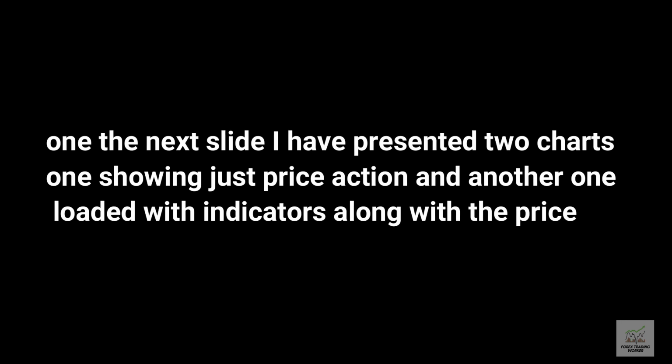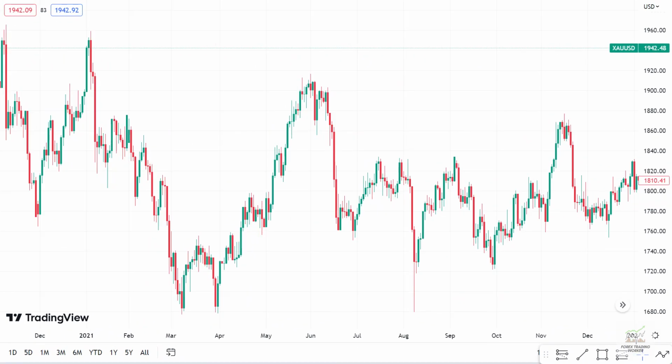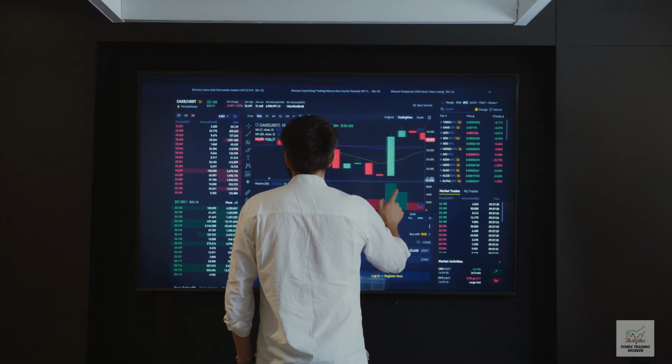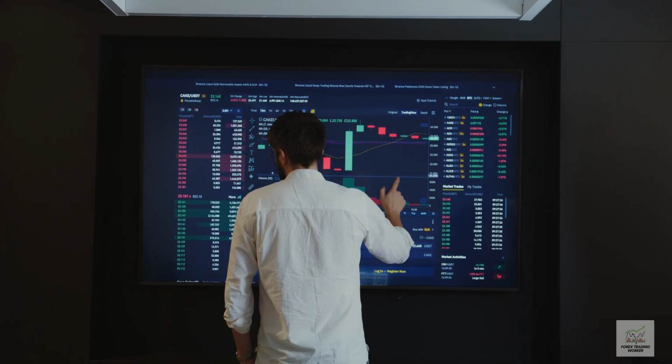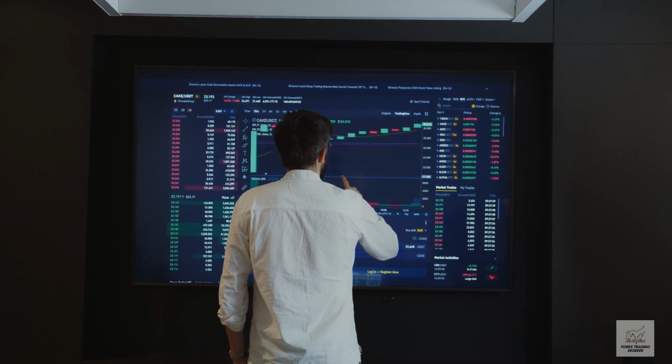On the next slide I have presented two charts, one showing just price action and another one loaded with indicators along with the price. Chart below is XAU/USD on daily time frame price action chart, which shows a clear picture of the price movement in a simple manner. Chart below is XAU/USD on daily time frame chart loaded with commonly used technical indicators like Bollinger Bands, etc. Now by looking at both the charts I am sure you will say that the first chart is easy to read and understand while the second chart, loaded with indicators, looks a bit confusing and messy.